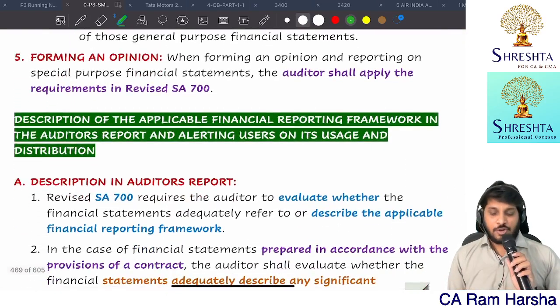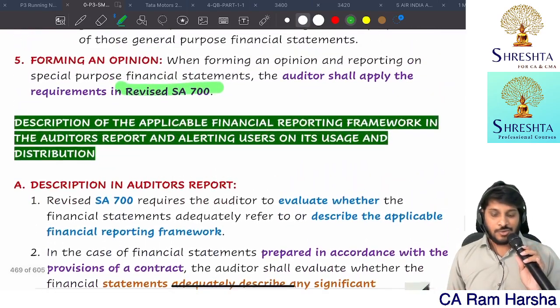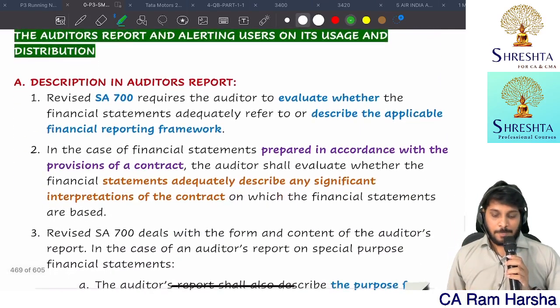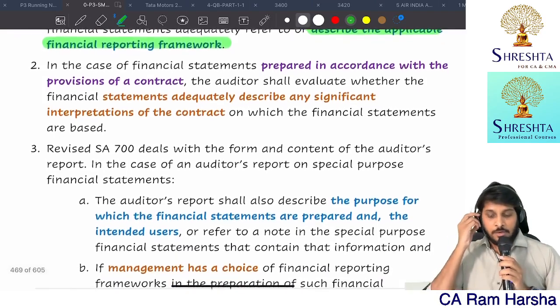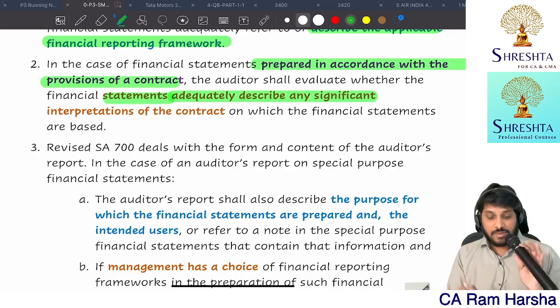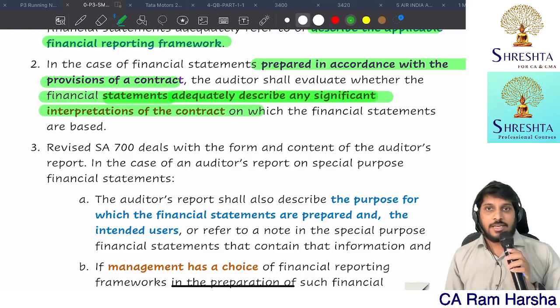Finally, the auditor has to apply SA 700 requirements and form the opinion. They said, very cleverly, revised SA 700 and all, but they didn't update it in the illustrations. Now, in the audit report, you have to describe clearly what the financial reporting framework is. Whether the financial statements are prepared in accordance with provisions of a contract, state that, and check whether the financial statements adequately describe the interpretation of the contract. Like in the contract, some terms were there.